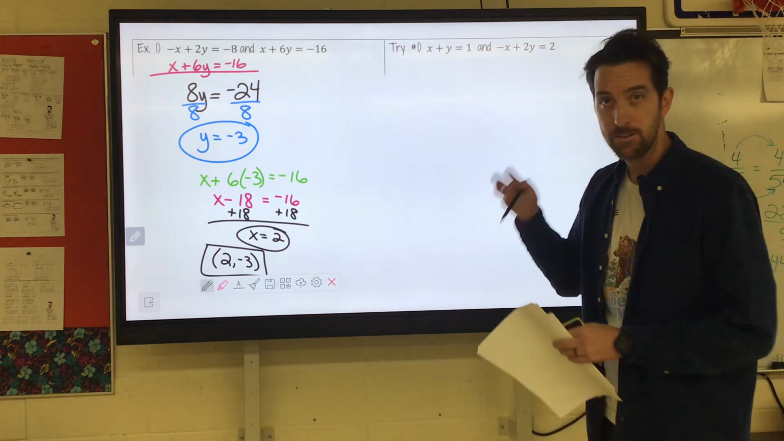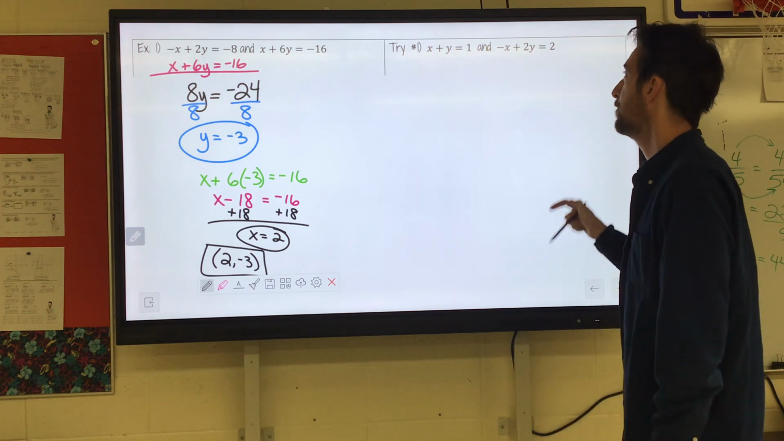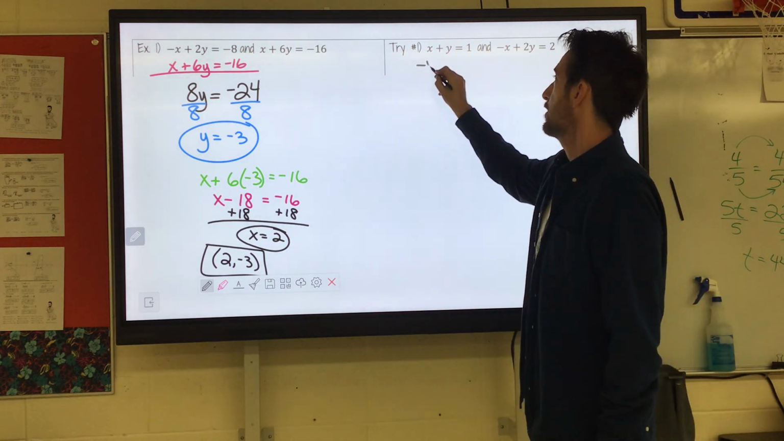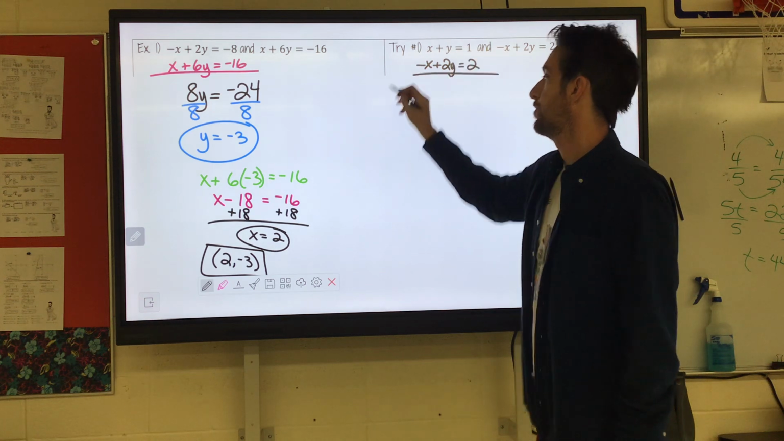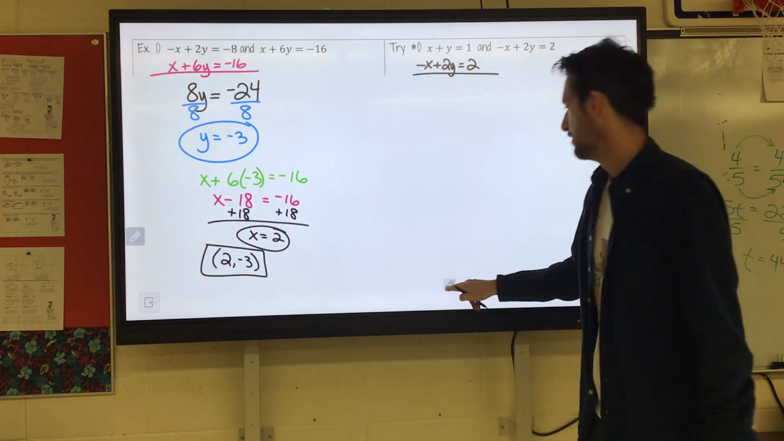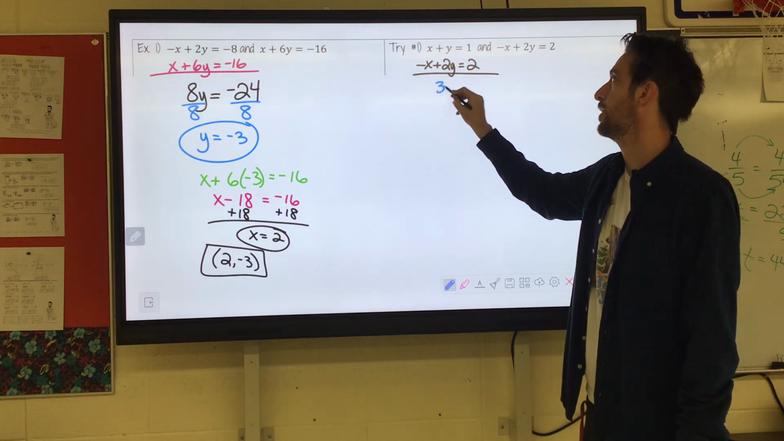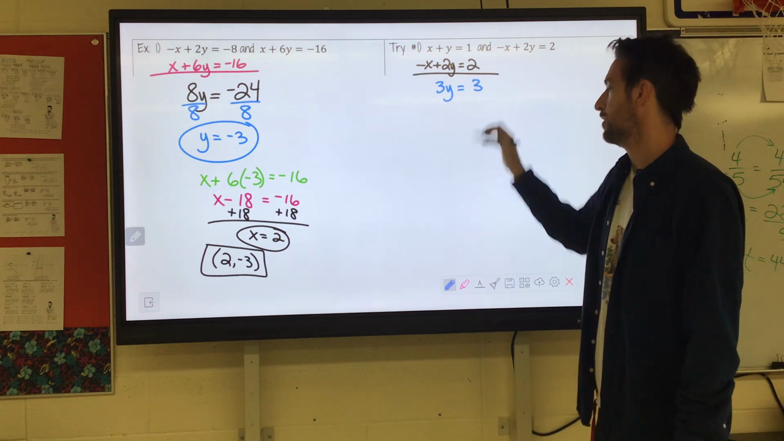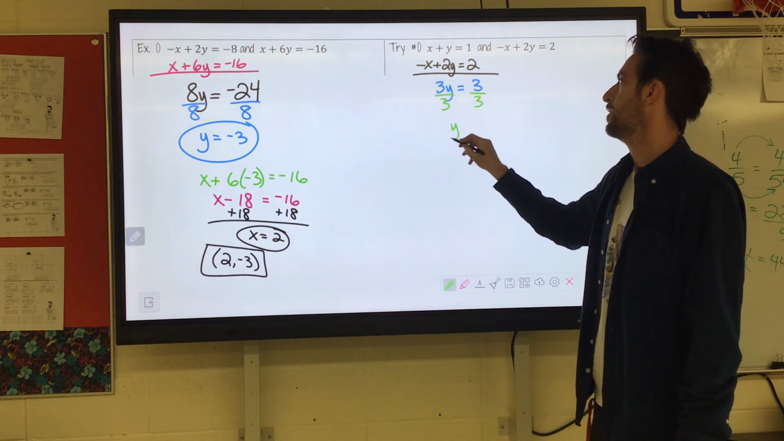I'd like you to pause, and I'd like you to try this one out, see how you do. I'm going to do it right now. Negative x plus 2y equals 2. So x plus negative x is nothing. Y plus 2y is 3y. 1 plus 2 is 3. We would divide both sides by 3. We get y equals 1.